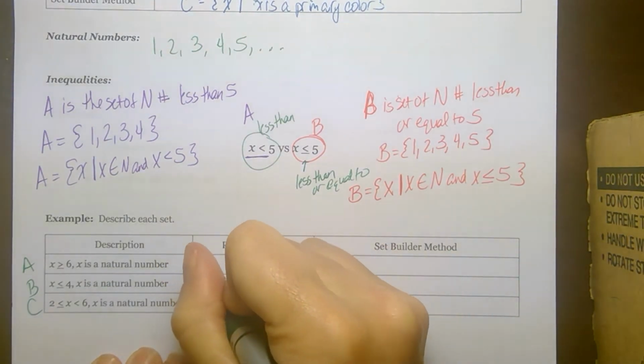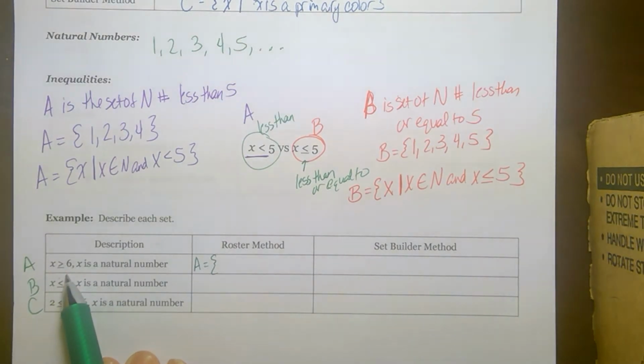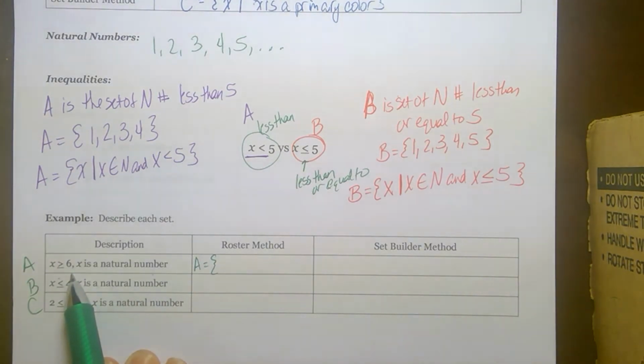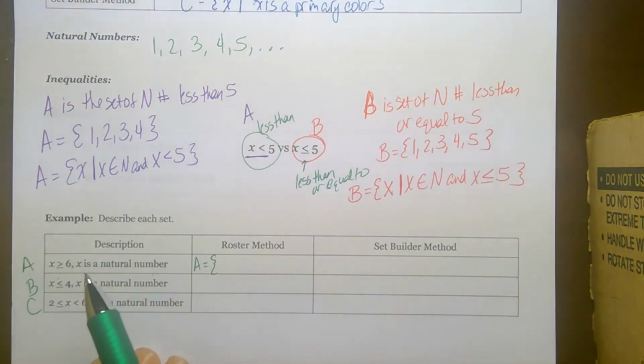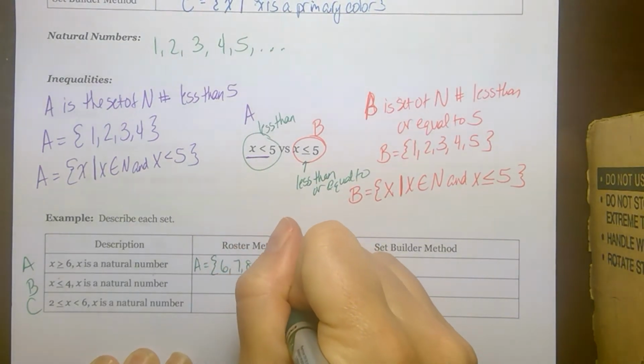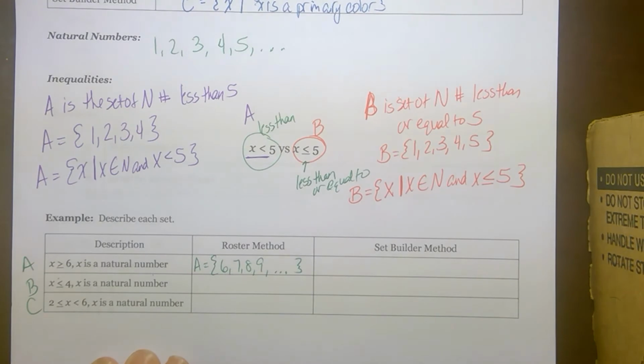So for set A, when we do roster method, we want to list x greater than or equal to 6, where x is a natural number. So I'm just using my counting numbers. Am I starting or stopping at 6? Well, x is greater than or equal to 6, so I'm starting at 6, and I'm including the values that are larger. So there's my ellipsis, because I would just keep going.